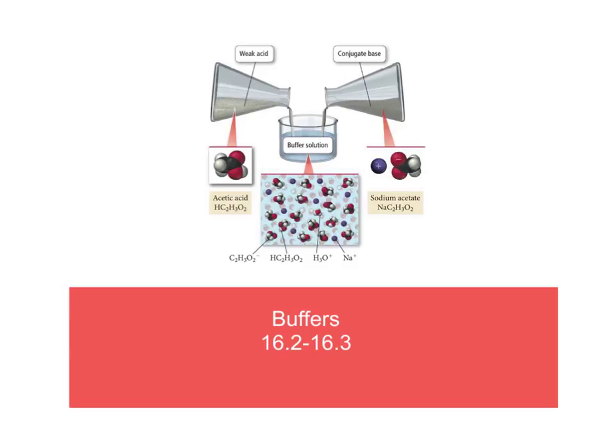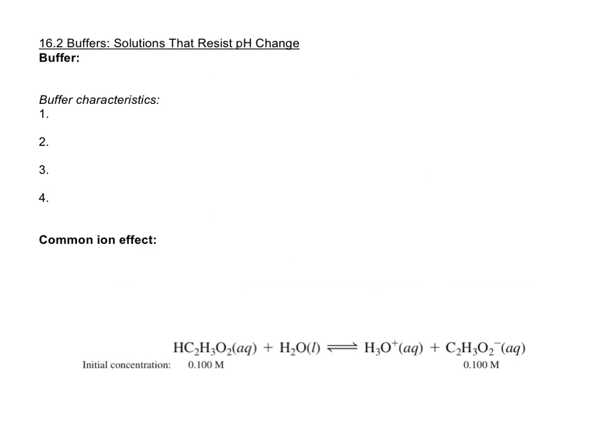Today I'm going to talk to you about buffers and how to choose an effective buffer, how to recognize a buffer, and how buffers regulate pH. So let's begin with what a buffer is. A buffer is a solution that resists a change in pH by neutralizing added acid or added base.